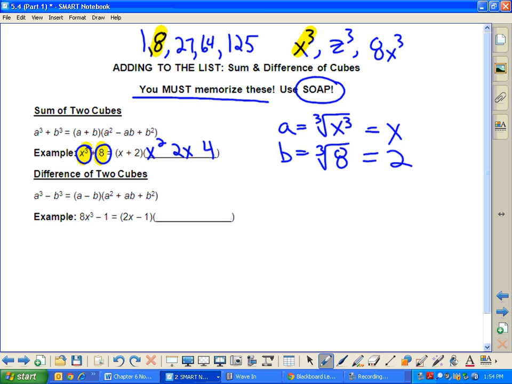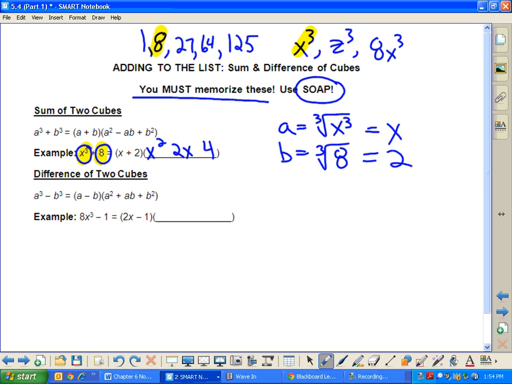The tricky part of the formula sometimes resides in memorizing the signs, and that's where SOAP comes into play. SOAP is just a mnemonic device to help you remember what signs go where. SOAP stands for same, opposite, always positive. Same, opposite, always positive. You see that? Spell SOAP. Same, opposite, always positive.